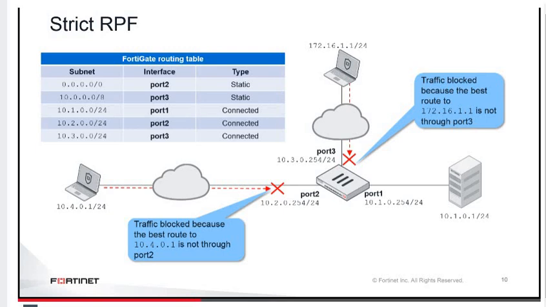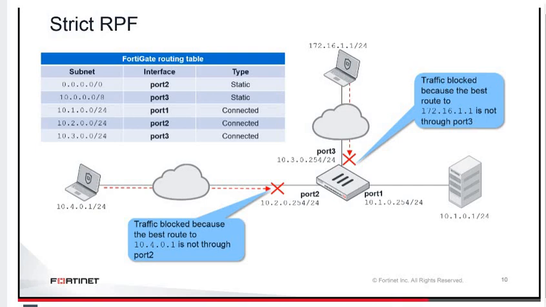The packet from 172.16.1.1 to 10.1.0.1 is still blocked because there is no route to the source IP address through port 3. The packet from 10.4.0.1 to 10.1.0.1 is also blocked. There is an active route to 10.4.0.1 through port 2, but it is not the best route to the source IP address.